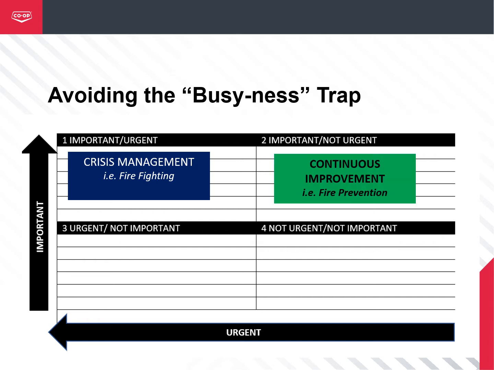The second quadrant is called the important, not urgent, and it's labeled as more proactive. It's our continuous improvement quadrant. So when you're thinking in the sense of fire protection, it's the fire prevention part. It's the part where we prepare and have some forethought of how we can accomplish different things or prevent an emergency from happening.